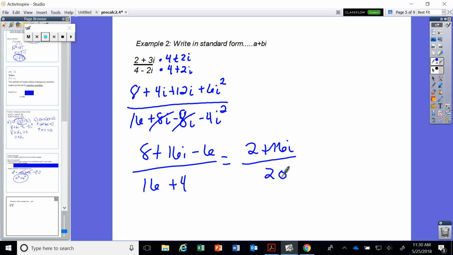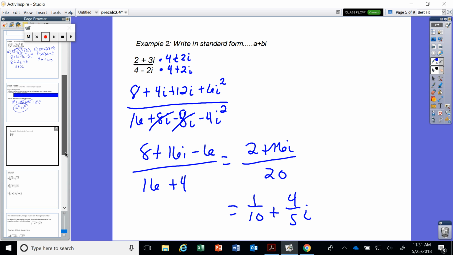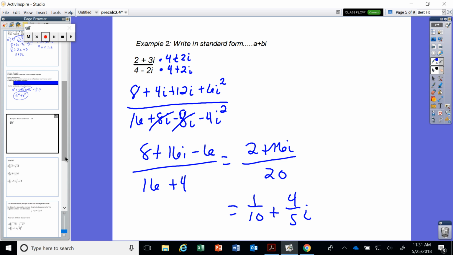However, that is still not in standard form. Good news is we're pretty close. We have to make sure we put it in standard form. So standard form would look like 1 over 10 plus 16, 4 goes into 16 4 times, and 4 over 5i. Now we're in standard form. A plus bi, two real numbers in that standard form of our equation.